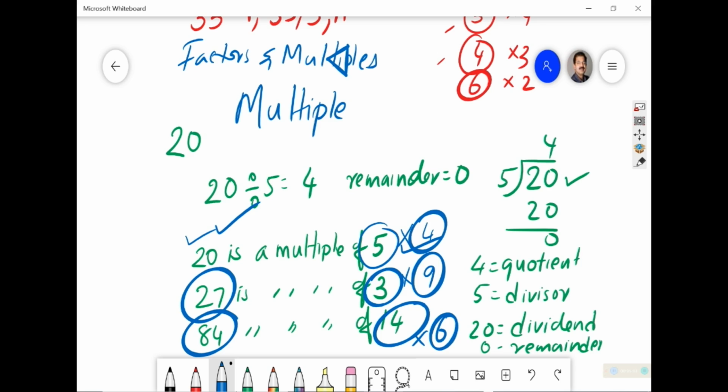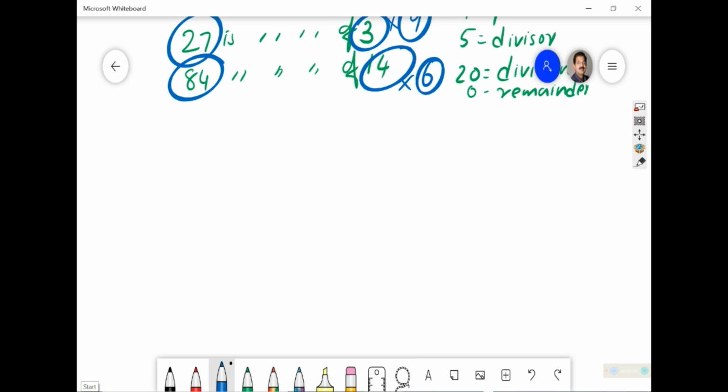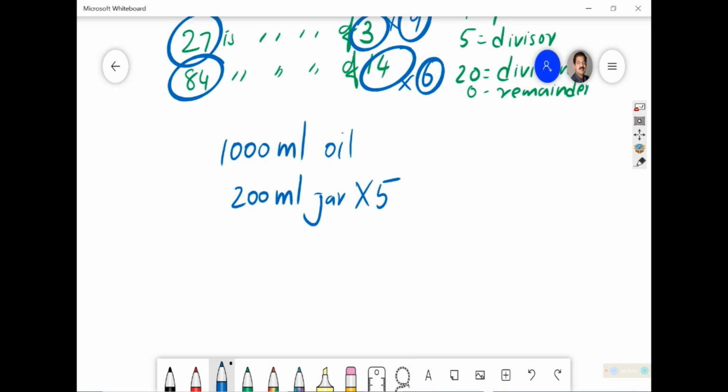And we apply it in our day-to-day life. Not that we don't know about this. Day-to-day life means whenever we do some measurement. Suppose 1000 ml आपको क्या लेना है, ऑयल लेना है. So if you have 200 ml का measuring jar है दुकान में, तो क्या करेंगे, 5 times लेंगे and you will get 1000 ml. So 1000 is a multiple of 5, 1000 is a multiple of 200 also.